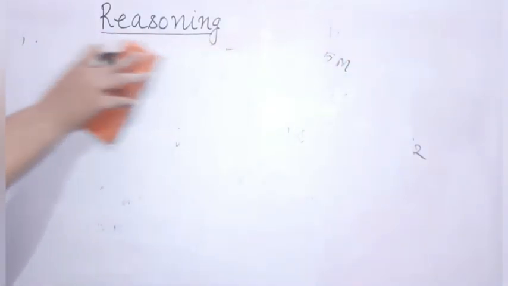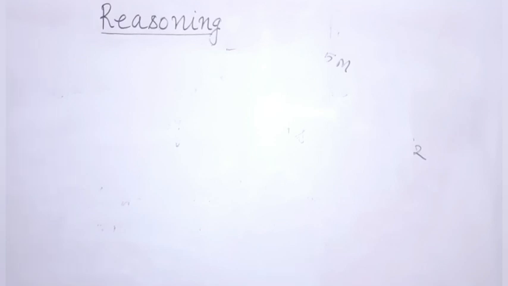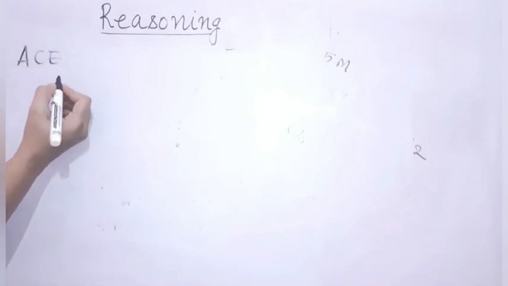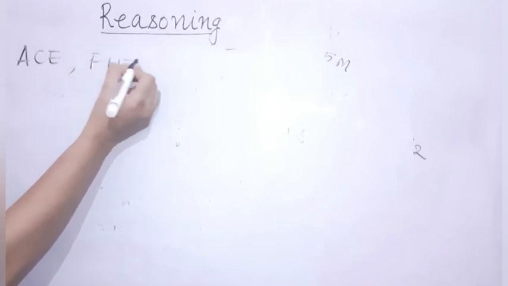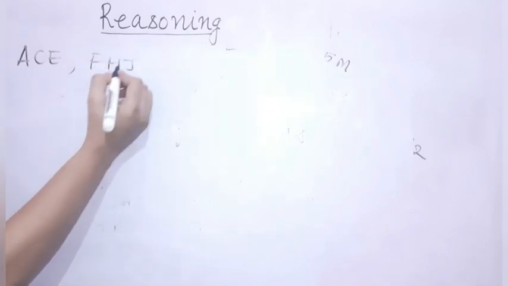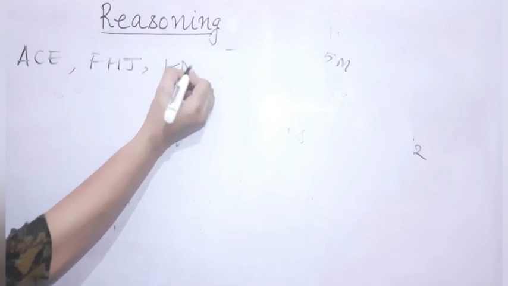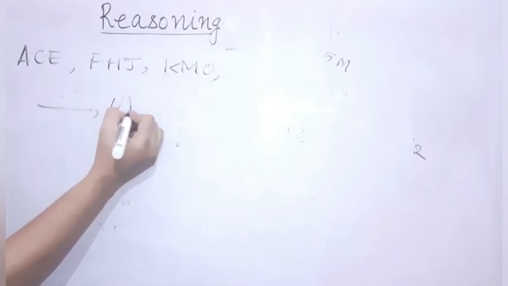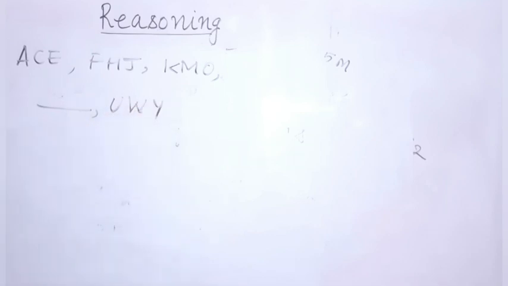Now moving on to the next question of the topic reasoning. A series is given to you, you have to complete the series. That means it is filling the blanks, you have to complete it. Okay students, now let's complete the series. ACE, FHJ, KMO, dash, UWY. Now you have to find out the missing term in the series.